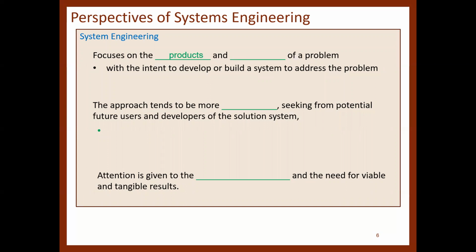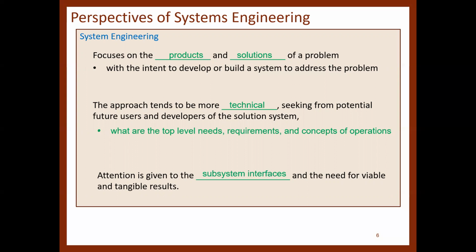Systems engineering focuses on the products and solutions of a problem with the intent to develop or build a system to address the problem. The approach tends to be more technical, seeking from potential future users and developers of the solution system the top level needs, the requirements, and the concepts of operation. In systems engineering, attention is given to the subsystem interfaces and the need for viable and tangible results.